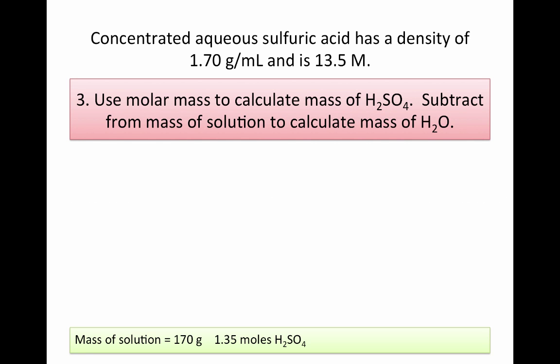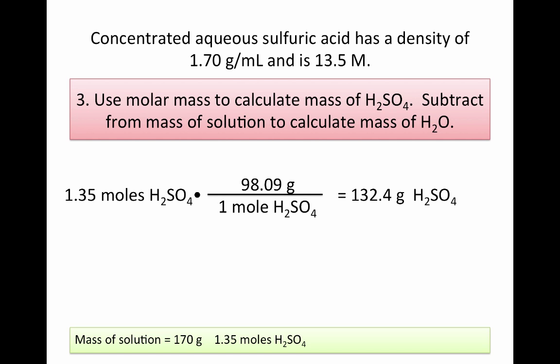Okay, so now we know the moles of sulfuric acid, and now we want to calculate the kilograms of solvent, the mass of water in kilograms. This is a two-step process. We know the total mass of solution, and we know that of that 170 grams, part of it is sulfuric acid, and the rest of it is water. We don't know how much water we have right now, but we do know how many moles of sulfuric acid we have. So let's convert our moles of sulfuric acid to grams.